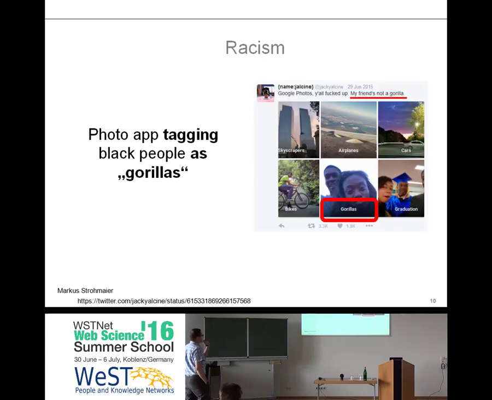Here's another example of algorithmic biases. Google Photos launched an application that automatically tagged people into categories. Like if there is an airplane in the image, it tags the airplane as airplane. If there are cars in the image, it tags the image as cars. And then things happen that we have long agreed in our society that we don't want to happen, right?